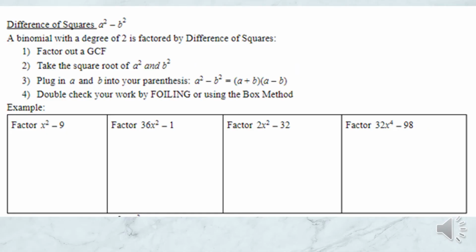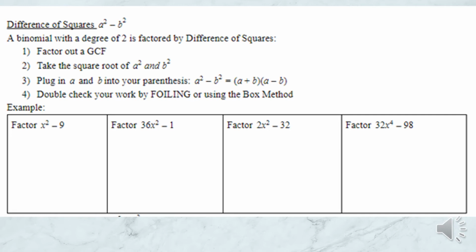So in difference of squares, it is something that is a squared minus b squared. Both of our numbers should be perfect squares. If they are not, it means we have a GCF that we need to take out. So in step one, we need to take out a GCF if we've got it. Then we need to take the square root of both of our terms, and then plug in our square rooted terms, a and b, into our parentheses to form our factored form of a plus b times a minus b. And lastly, we can double check.